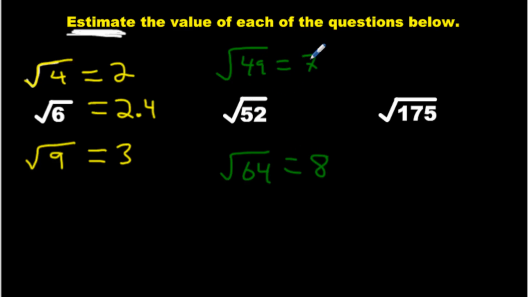So the square root of 52 will be somewhere between 7 and 8, but is it going to be closer to 8 or is it going to be closer to 7? That's right. It's going to be closer to 7 because look, 52 is so close to 49, but so far away from 64. So let's call it 7.1 maybe 7.2. It doesn't matter as long as it's reasonable.